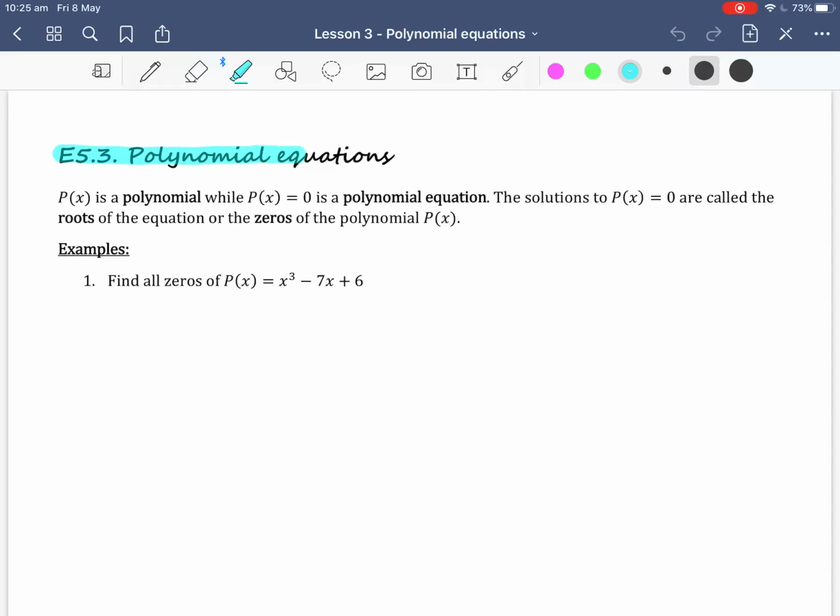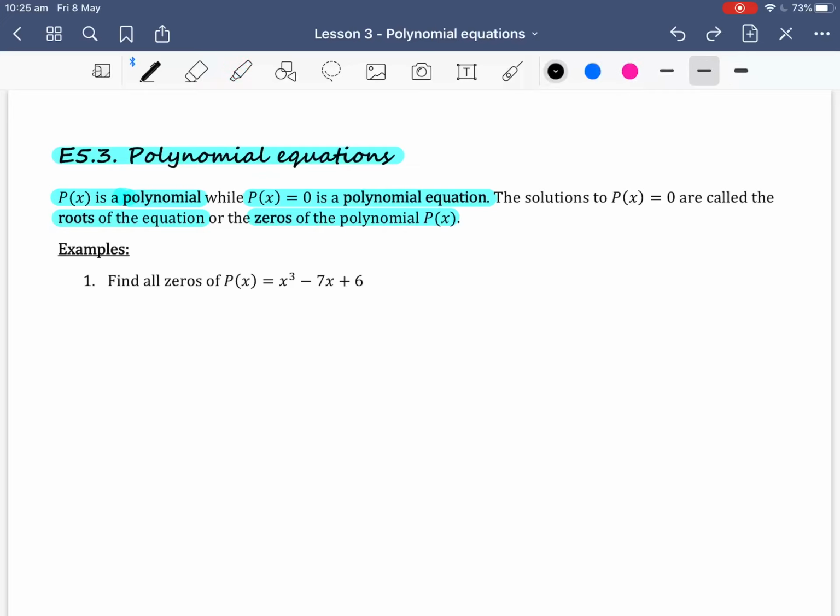Today we're continuing on with the topic of polynomials and we're learning about polynomial equations. So p(x) is a polynomial while p(x) equals 0 is a polynomial equation. The solutions to p(x) equals 0 are called the roots of the equation or the zeros of the polynomial p(x). We're going to have a look at two examples today.